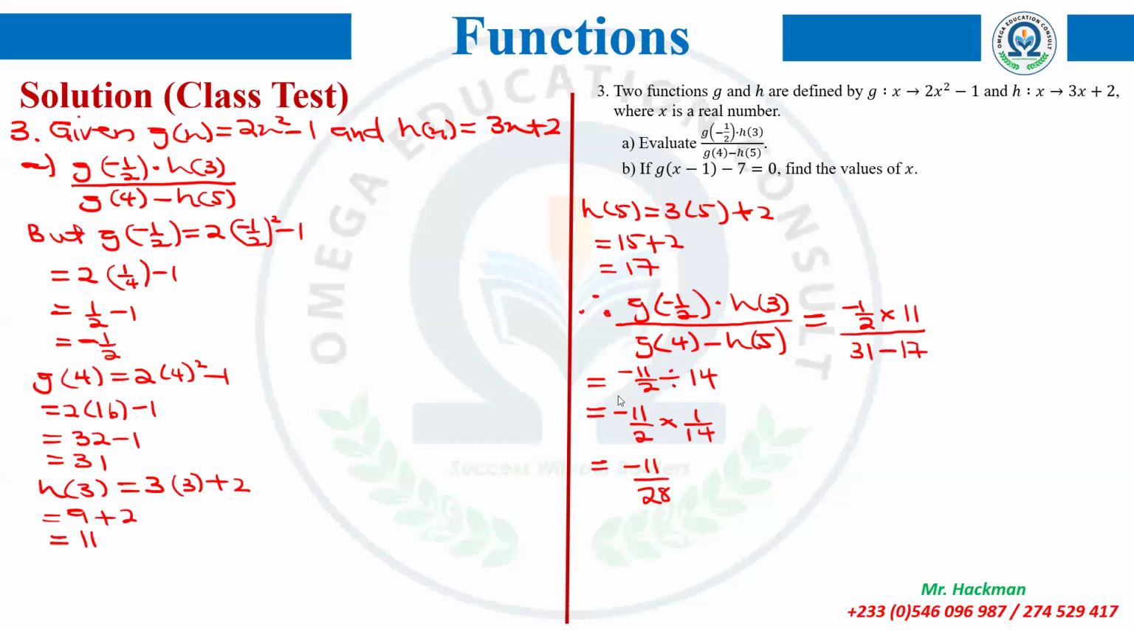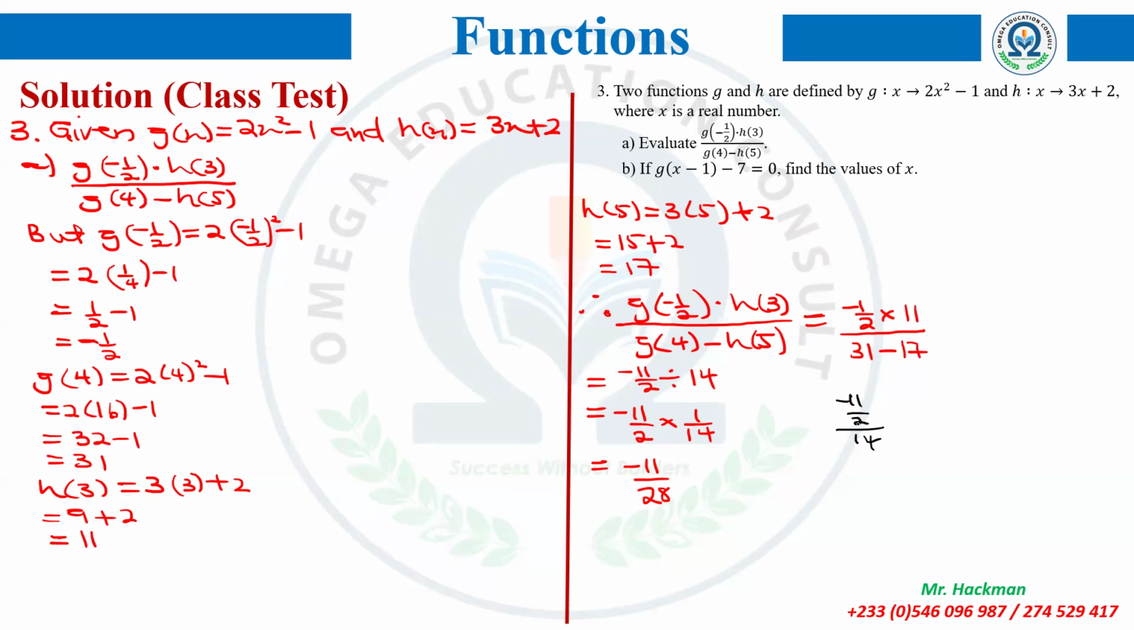Otherwise, someone can still keep the bar. In that case, what do you get? You are going to get minus 11 on 2, then you reciprocate, so that will give you 1 on 14. But assuming you wrote this, take note. Assuming you wrote this, minus 11 over 2, all over 14.